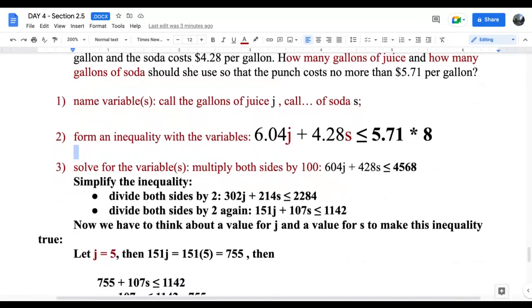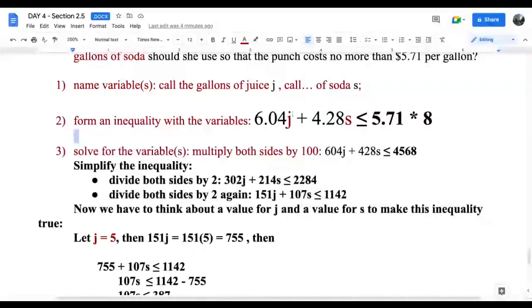Now let's see, how do we solve this inequality? We have two variables, J and S, right? Well, let's simplify it. First, maybe we want to get rid of the decimals. Or maybe you want to multiply those two numbers first, right? Then get rid of the decimals. How do we get rid of these decimals?